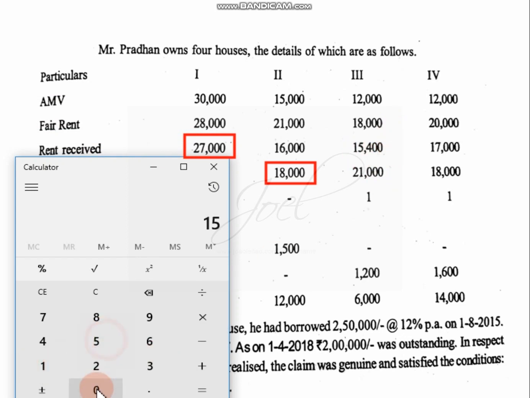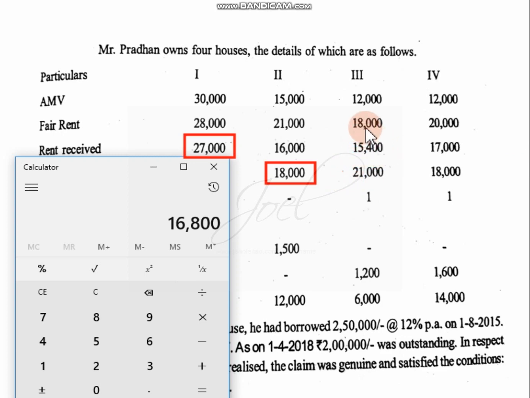15,400 is the amount of rent. It was vacant for only 1 month. That means divided by 11 if I do, I will get the monthly rent. 1,400 will be my monthly rent. I will multiply it by 12. When I multiply it by 12, I will get an answer of rupees 16,800.